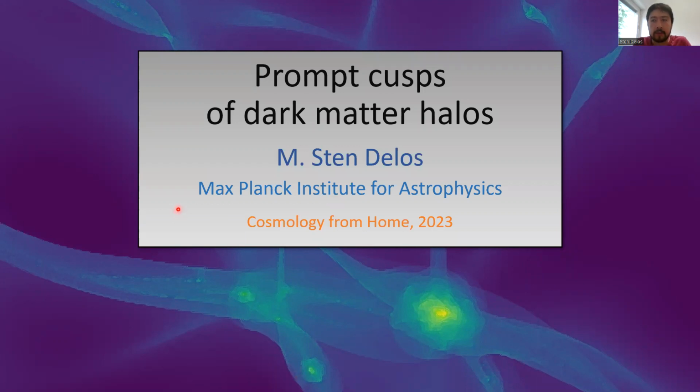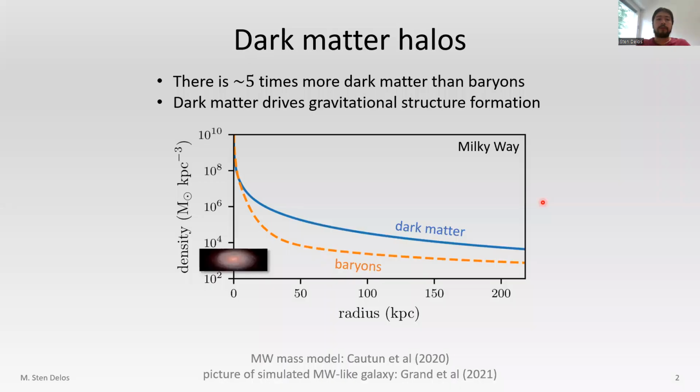I'm a postdoctoral fellow at the Max Planck Institute for Astrophysics, and I'm going to tell you about prompt cusp features that are expected to lie at the centers of dark matter halos in collisionless dark matter models. So let me start with some background.